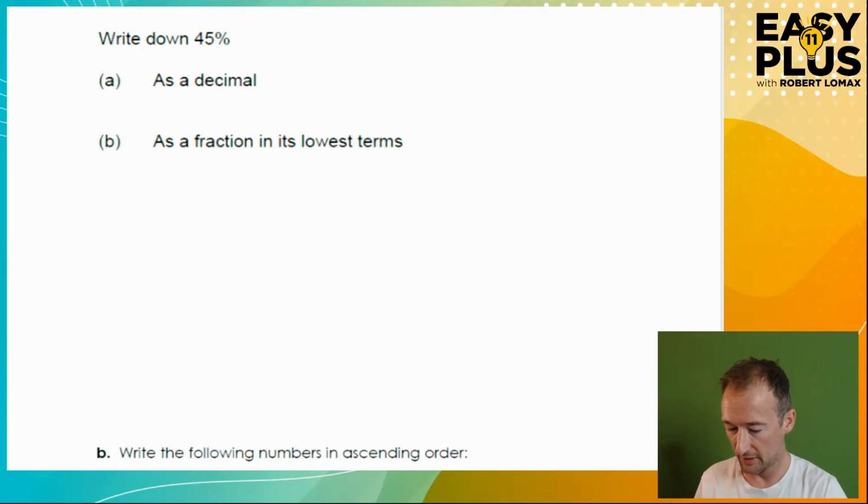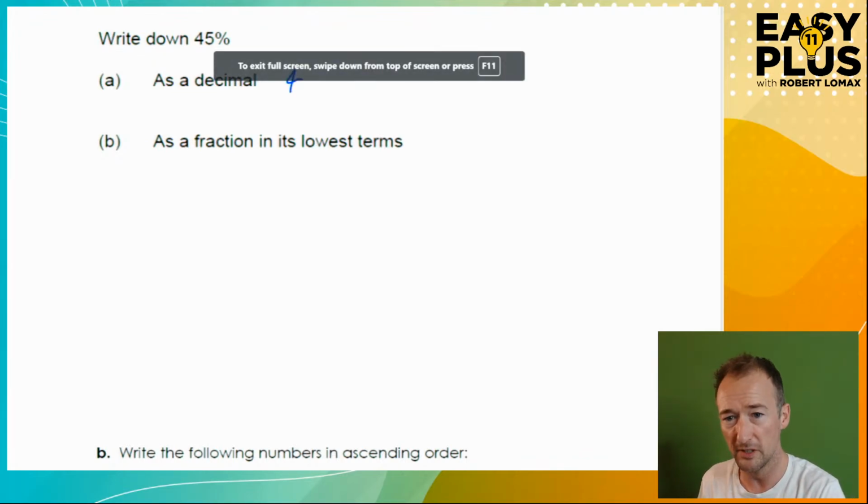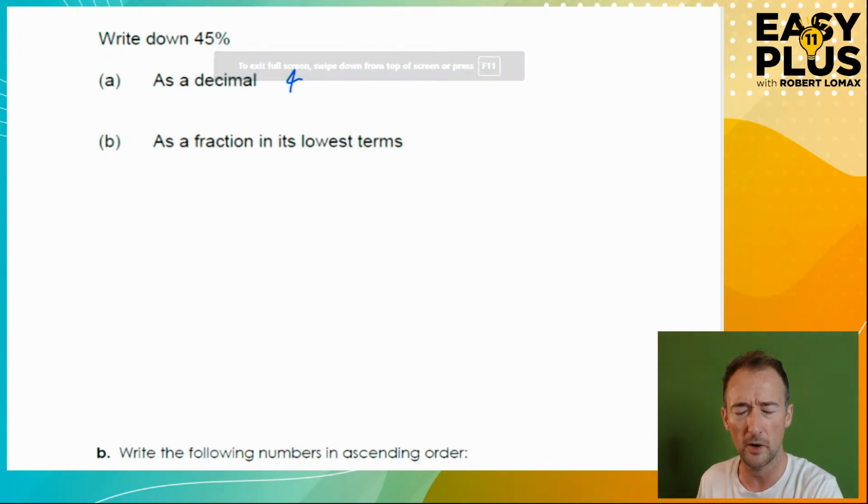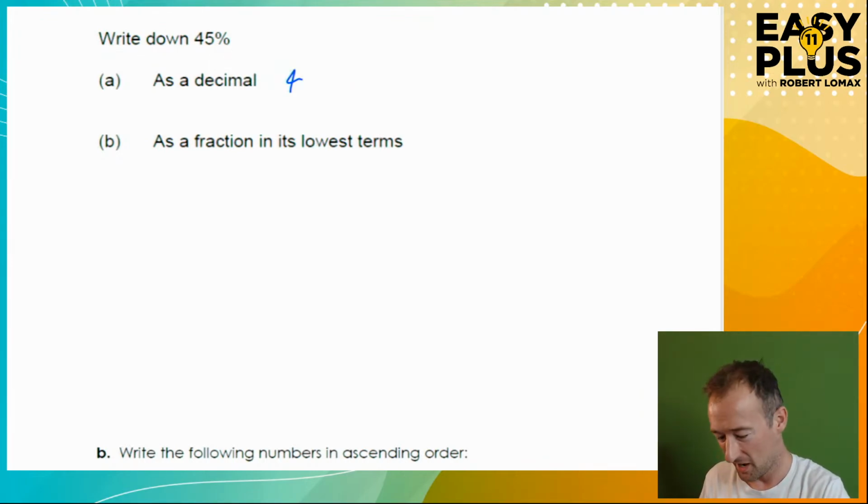So let's get cracking. Write down 45% as a decimal. Well, what does 45% mean? Of course it means 45. It doesn't mean to exit full screen. Go away, notification, go away. It means 45 out of 100.